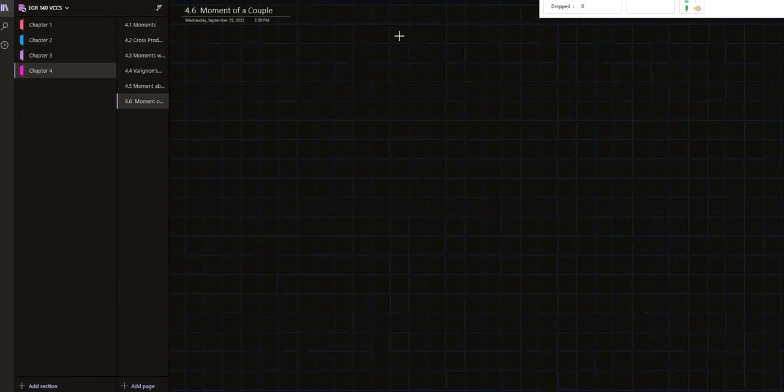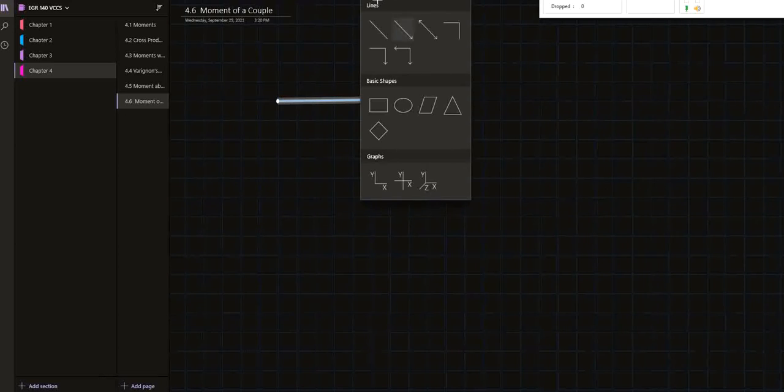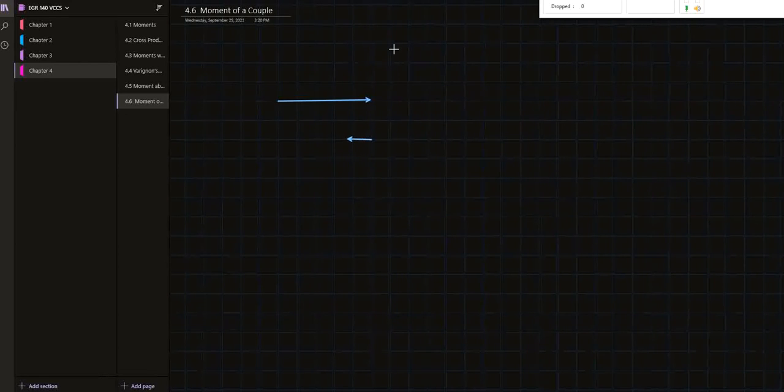Okay, we're going to talk about couples now. Suppose we have a situation where we have two forces. They're parallel, but with opposite sense. So one force is in this direction, and one force of equal magnitude is in this direction. Well, this produces a couple. Let's imagine that we have a shape that this is acting on.